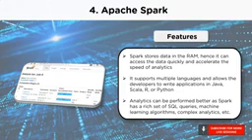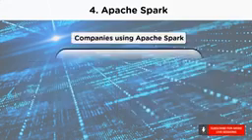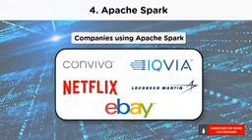Apache Spark provides fault tolerance through Spark RDD. Spark resilient distributed datasets are designed to handle the failure of any worker node in the cluster. Thus, it ensures that the loss of data reduces to 0. Conviva, Netflix, IQVIA, Lockheed Martin, and eBay are some of the companies that use Apache Spark on a daily basis.